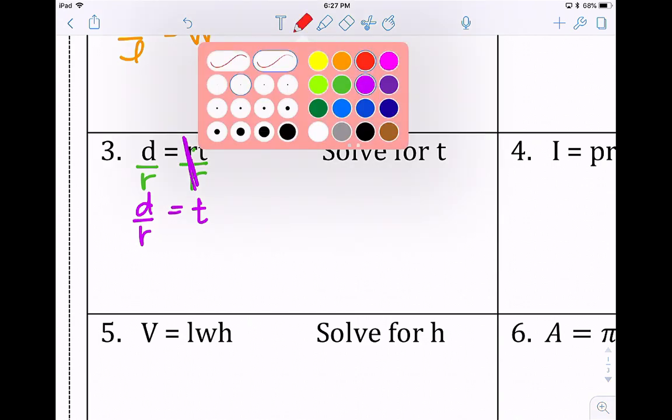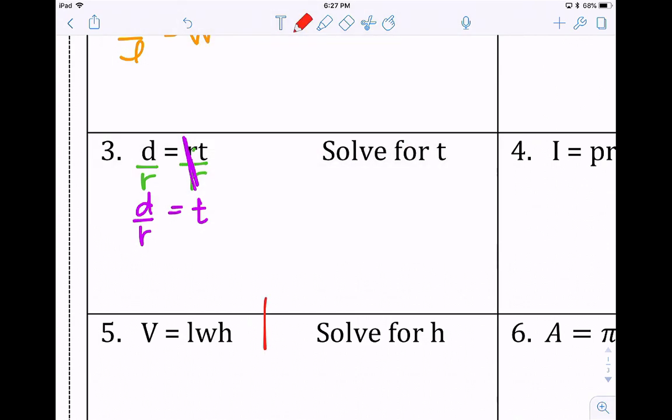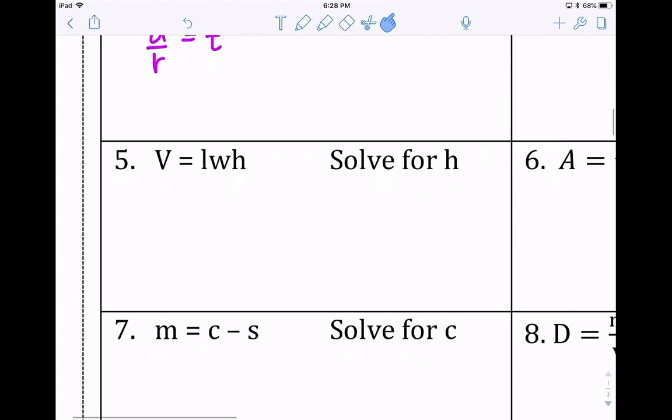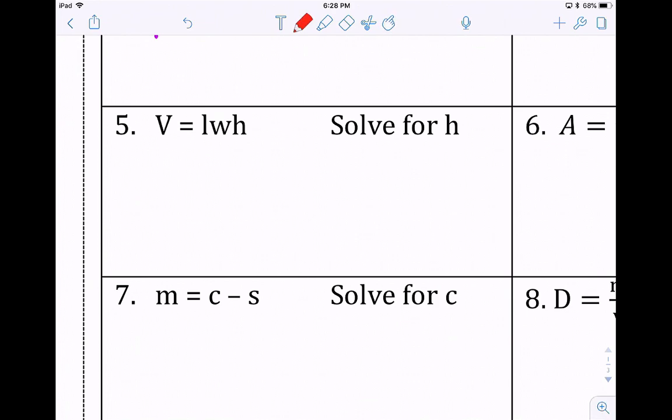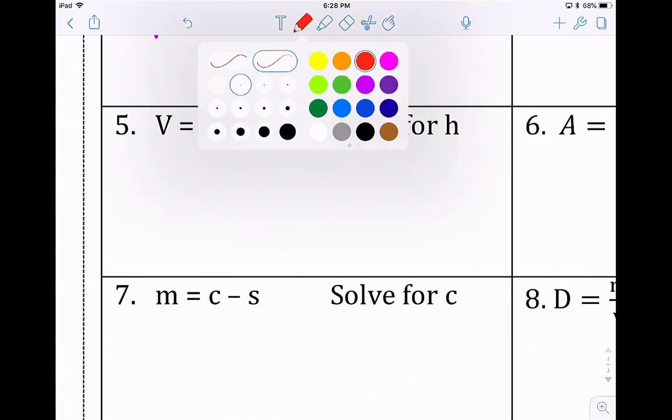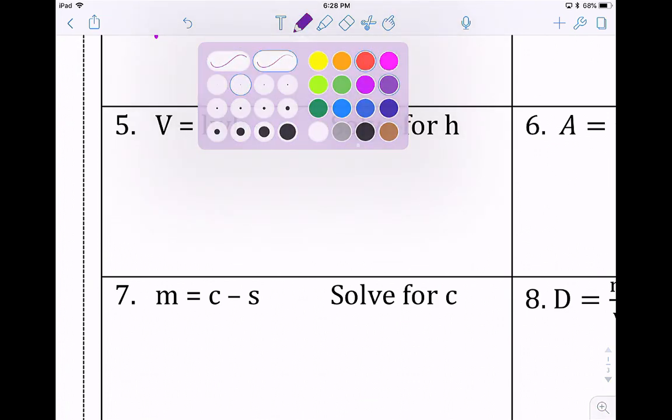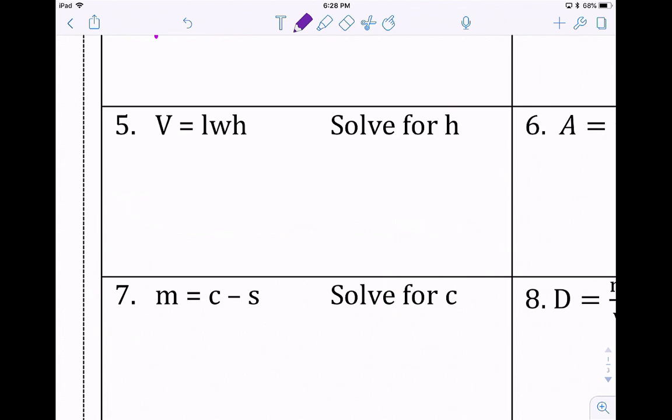Okay. All right, so number 5 is volume equals length times width times height. Hopefully you recognize that formula. So V equals LWH, that's L times W times H. When variables are all just smashed together like that, they're being multiplied. So we want to solve for H.